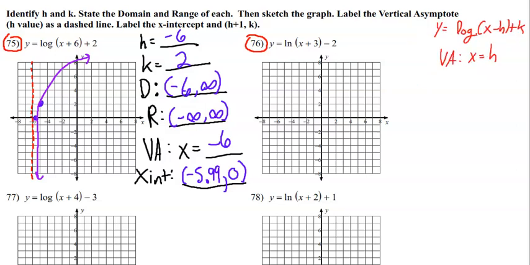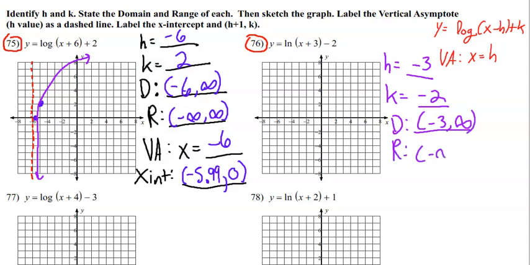Alright, let's do one more example here. Number 76. y equals ln of x plus 3, minus 2. If it changes from log to natural log, it doesn't really affect the characteristics at all. So you'd still just write out each of those values. So h would be -3. k is -2. Our domain would be anything bigger than -3. Our range would be all real numbers.